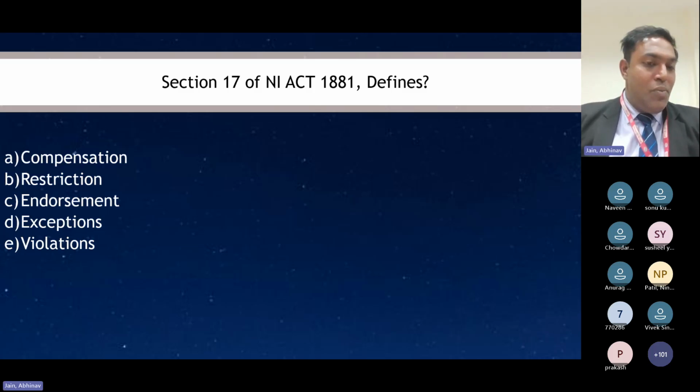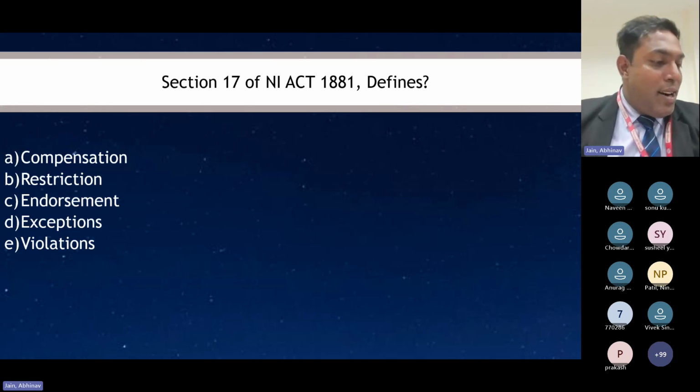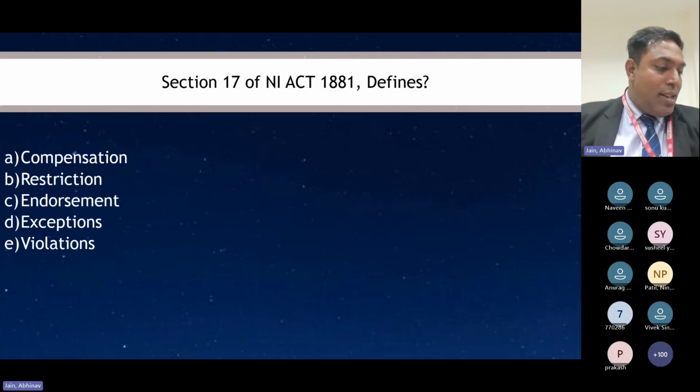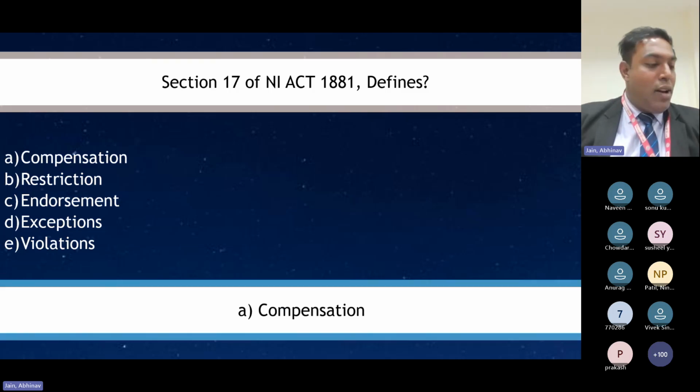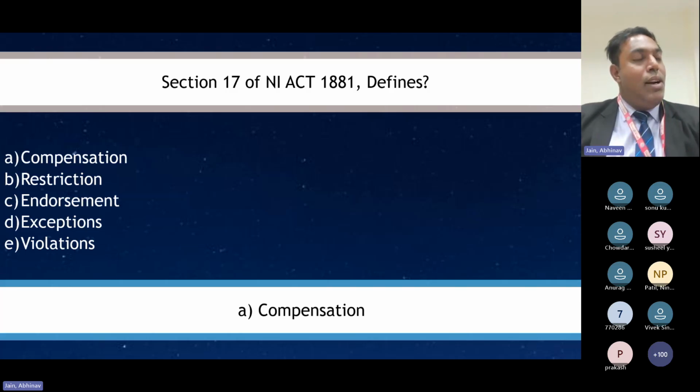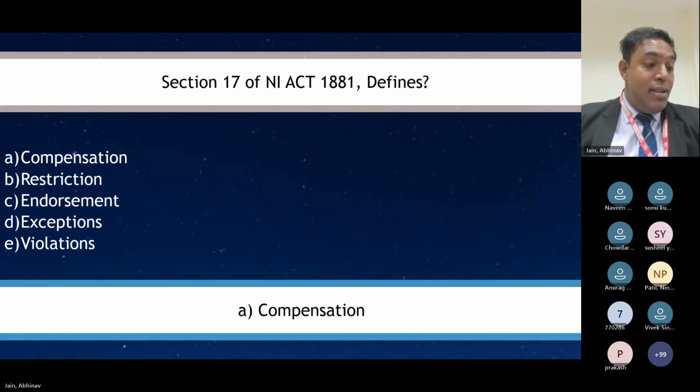Okay, some people are writing endorsements, only 3 responses. Okay, 7 responses. I presume all 100 to 115 will respond. I expect a response from all of you. Mayank has written compensation. Yes, you are correct, Mayank. It is compensation. It is not endorsement. Section 17 doesn't talk about endorsement. Endorsement we have studied, na? It has been discussed in section 15. Section 17 is all about compensation.